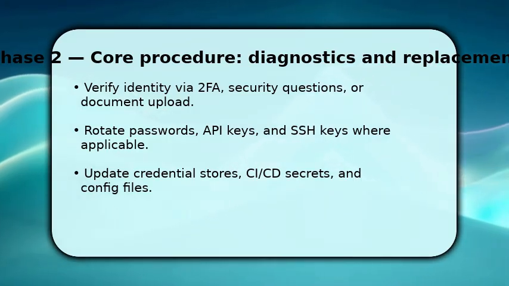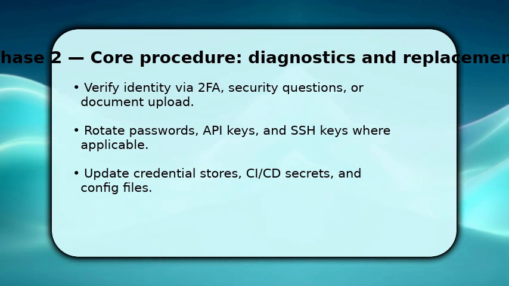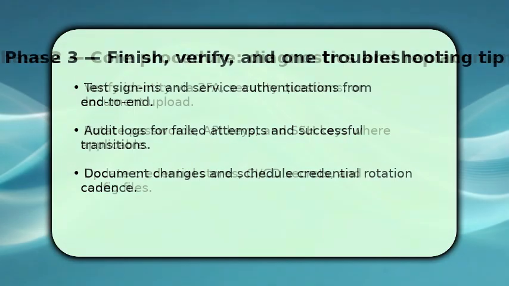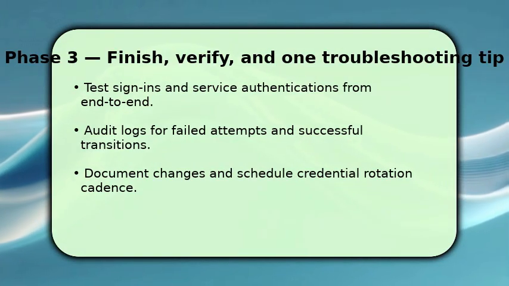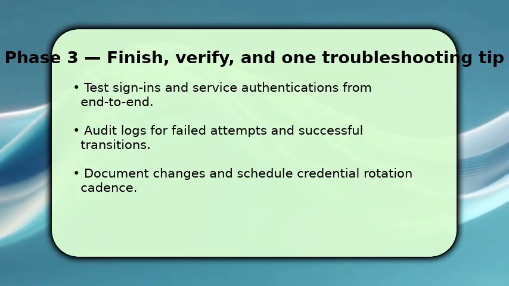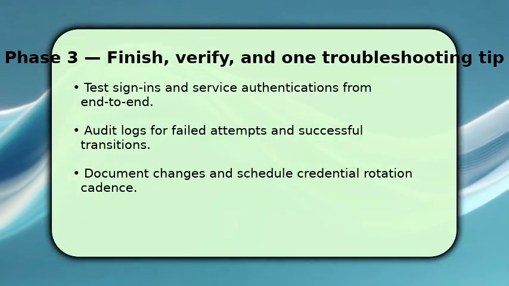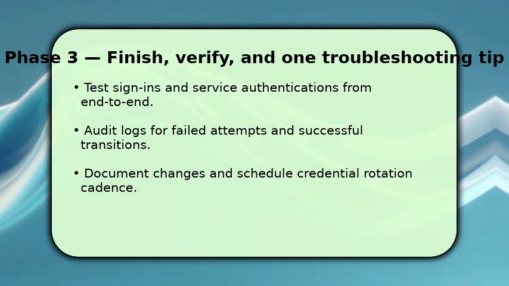Make sure to propagate changes in the correct order so dependent services don't fail, and pause automated jobs until credentials are validated. You finish by validating access. Test sign-ins, API calls, and service authentications end-to-end, from least privileged client to admin console.